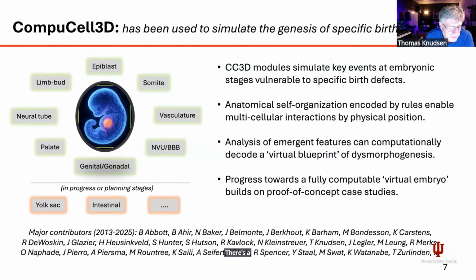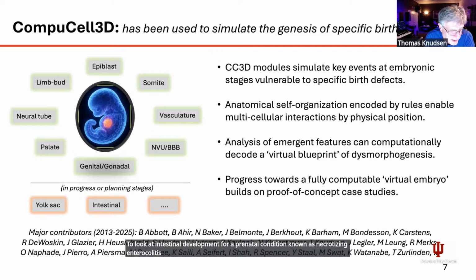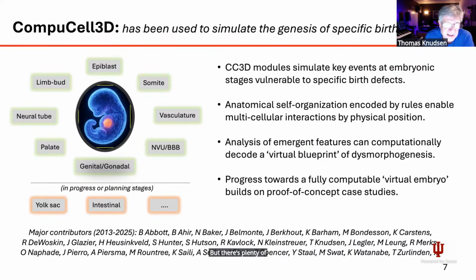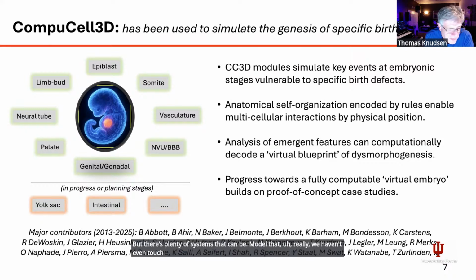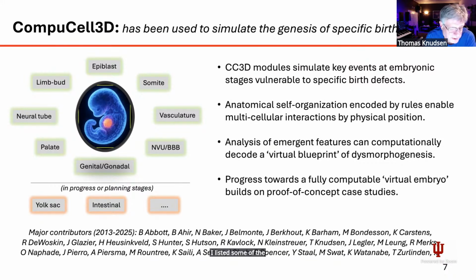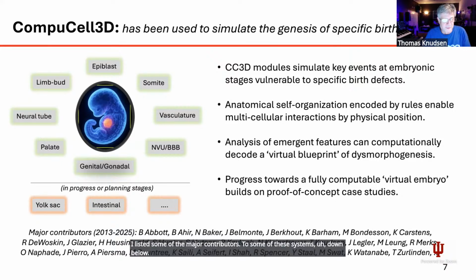There's a few that are still in progress. Dr. Glazer and I are working with the team to look at intestinal development for a prenatal condition known as necrotizing enterocolitis. That's just getting started. But there's plenty of systems that can be modeled that we haven't even touched yet. I listed some of the major contributors to some of these systems down below. A lot of them are from the EPA and a lot of them are from our collaborators or other collaborators of Dr. Glazer.